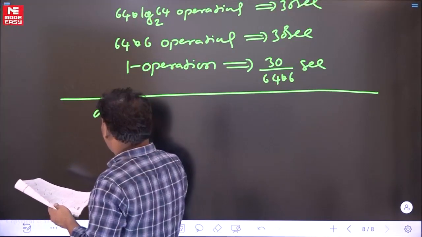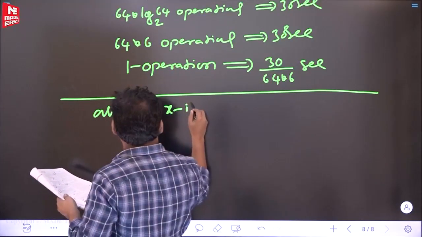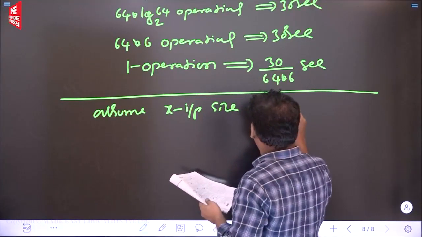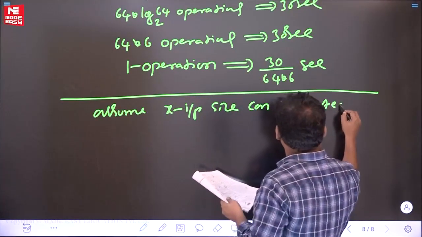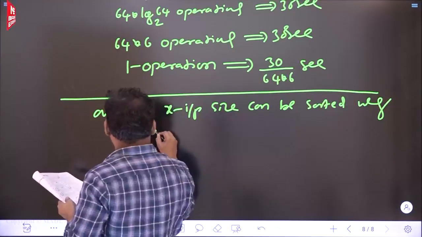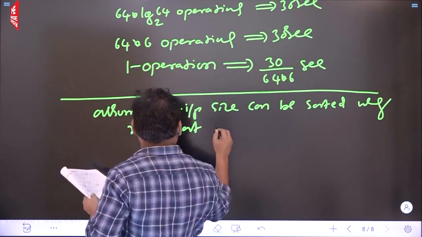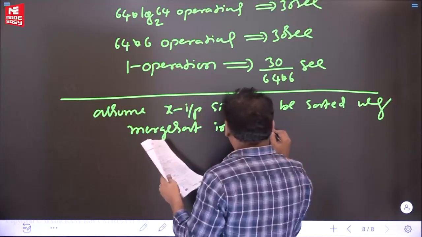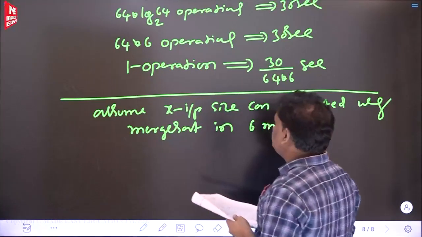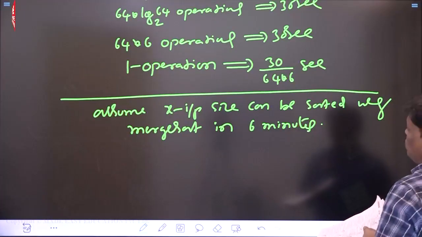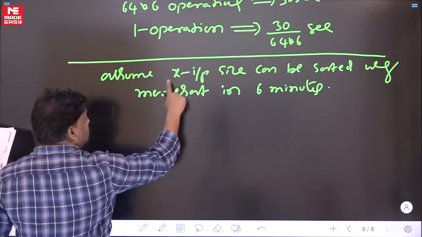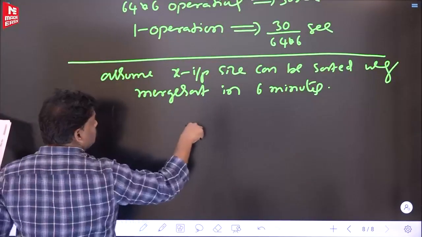Assume X input size can be sorted using merge sort in 6 minutes. Assume that. Right? Now, if it is true, X input size you can sort using merge sort in 6 minutes.